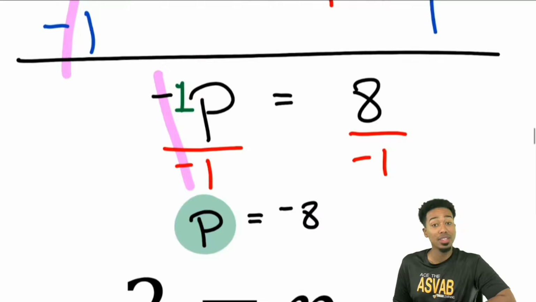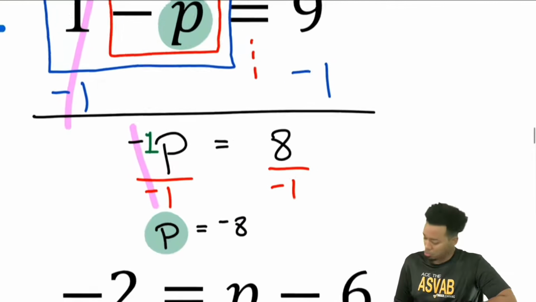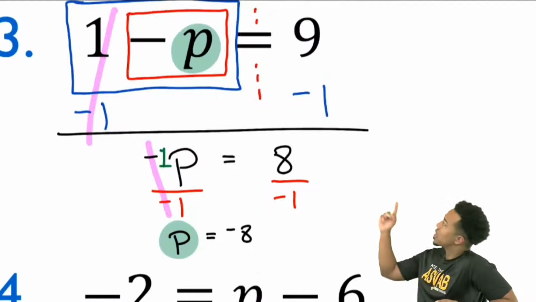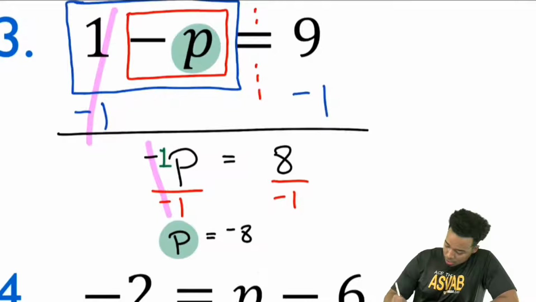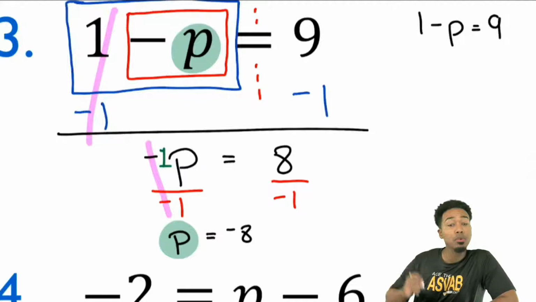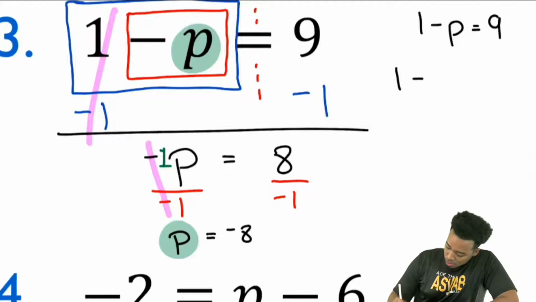Now, just to prove that this is the answer, we just want to prove it to you. Look at the original statement there. 1 minus P equals 9. Okay, let me just write that out again. 1 minus P equals 9. Let me replace the P with the answer. So 1 minus -8.